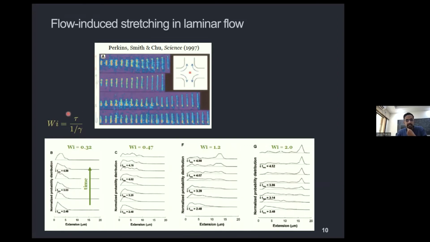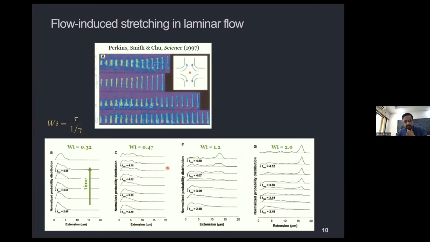I should say that here the Weissenberg number is the ratio of the relaxation timescale of the polymer, which is tau, to the timescale of the flow. In this case, that is just the inverse of the strain rate at this center point, so that's 1 over gamma.